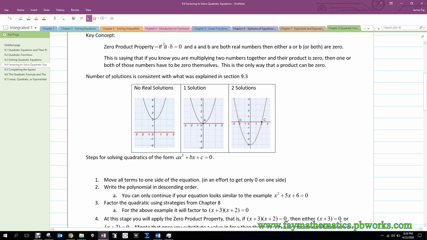So here I'm telling you, I've got two numbers, I don't know what they are, a and b. But when I tell you I'm going to multiply them together, and I get a product of 0, that tells you either that number was 0 or that one.